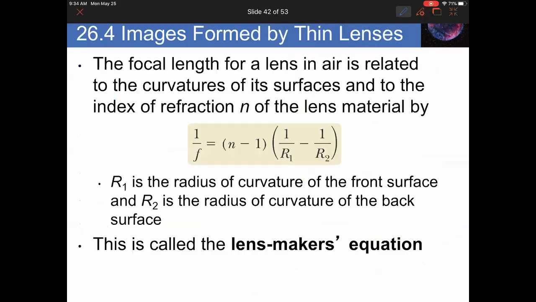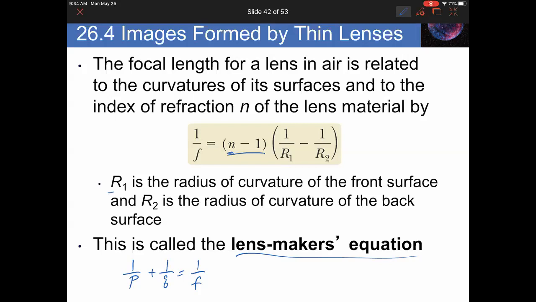On top of the thin lens equation, we also have another one we call the lens maker's equation. For this, I can add 1 over P to 1 over Q to get 1 over F. But there's another equation to find this 1 over F, which is on the right side of the equation: N minus 1, where N is the index of refraction of the glass, times 1 over R1 minus 1 over R2.